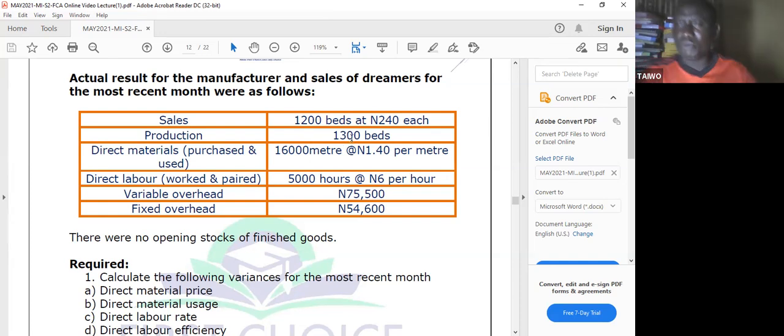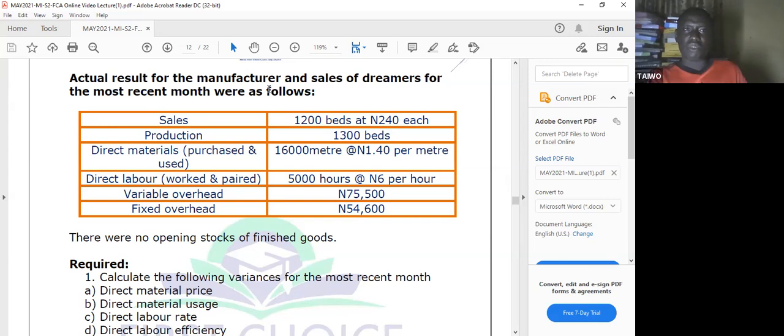In the exam, you should be wary of what they produce and what they sold. If what they produce is equal to what they sold, there will not be any closing inventory. But if what they produce is not the same thing as what they sold, then there is tendency for closing stock.